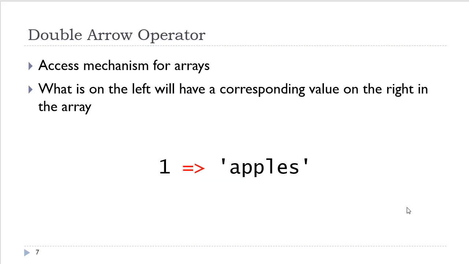So here is the double arrow operator, an access mechanism for arrays. It is telling us that what is on the left will have a corresponding value on the right, so it is enabling us to associate the array elements with this index, and it will also work for a key, which we will look at shortly.